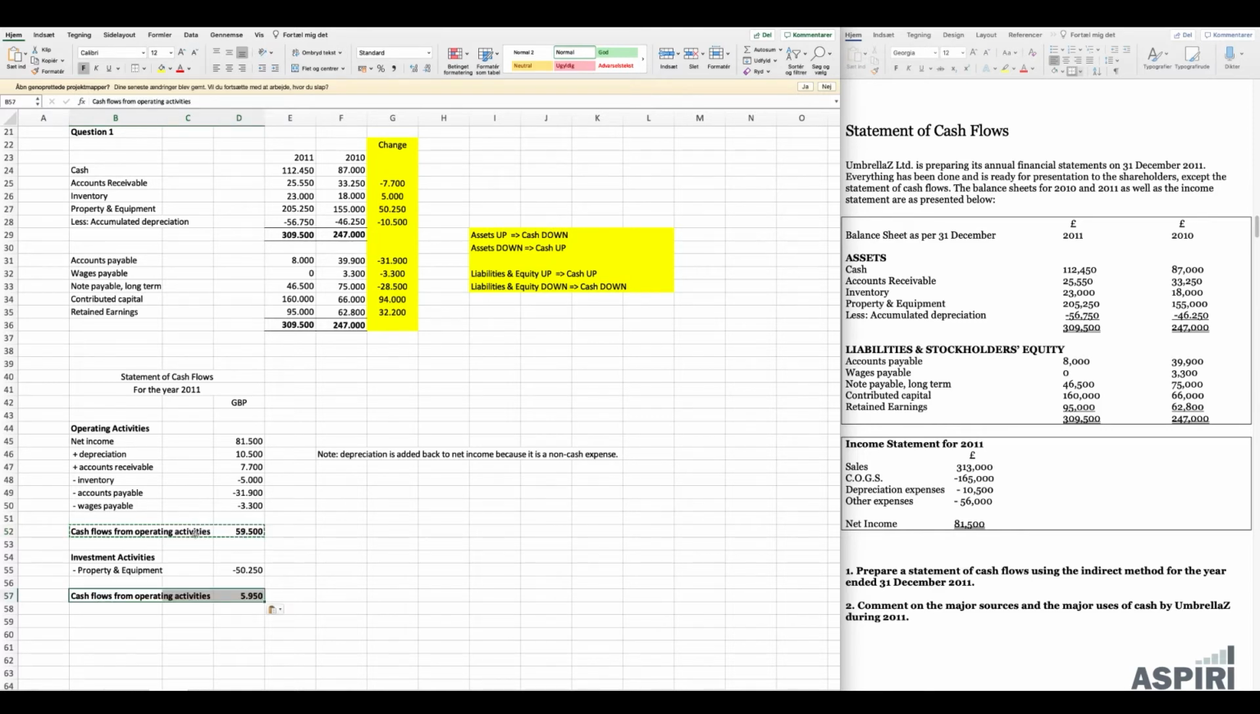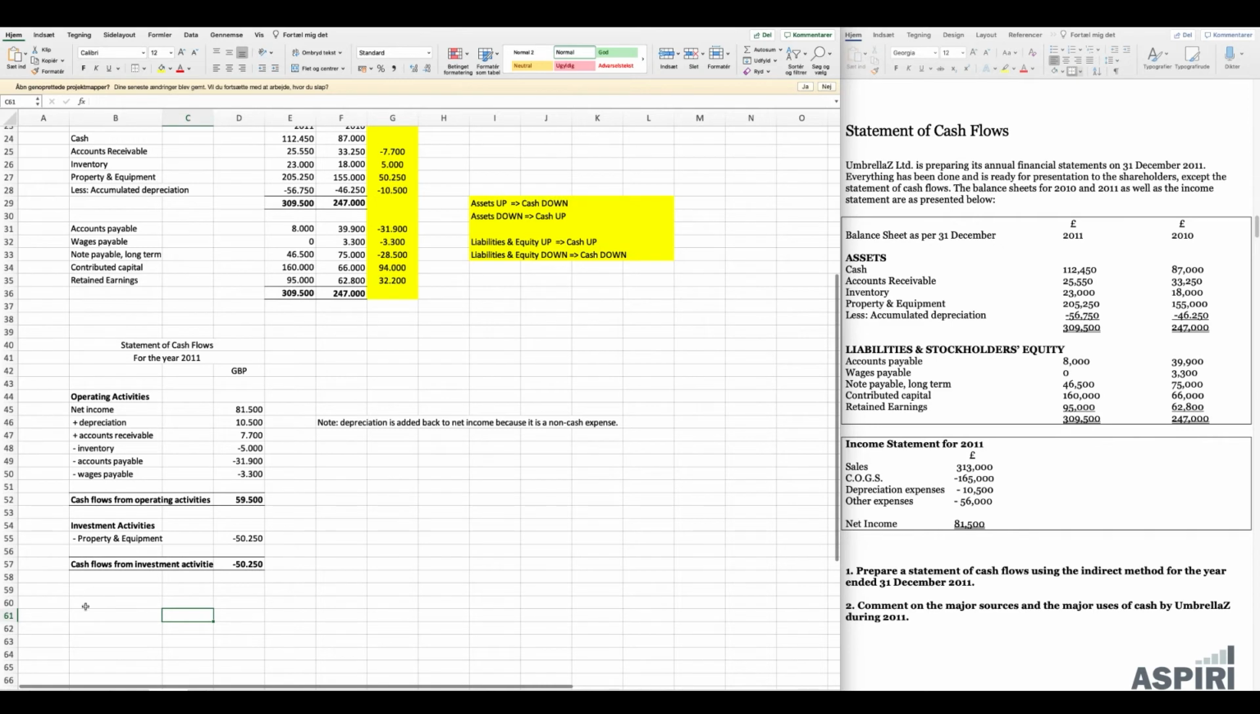I'll just borrow this section here from the operating activities and change it to be investment activities. So it looks like this. And of course, I want to make sure that we're just adding up the one number here. So far so good. Your statement of cash flows should look like this at this point. And let's move on to the final section, which is financing activities.